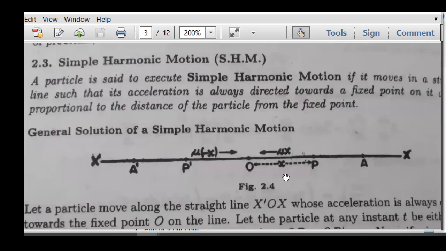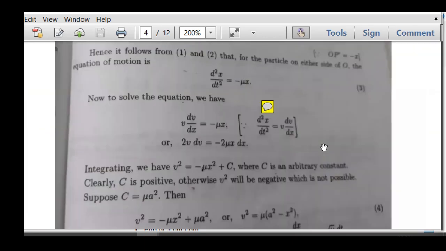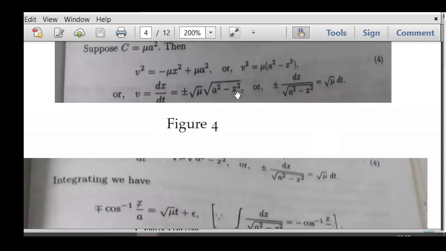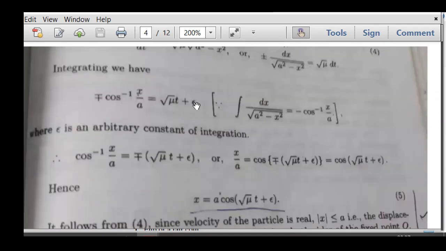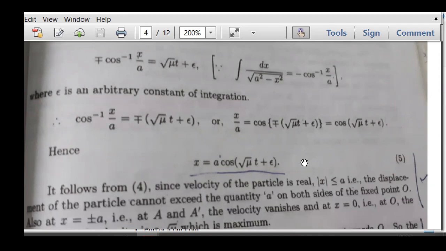Why? Because we are considering this part of the motion and this part of the motion together. So in some part it can be plus, in some part it can be minus. So as a whole, we are considering both plus and minus here. So if you just integrate, obviously another arbitrary constant will come, and you are going to get this as your solution.